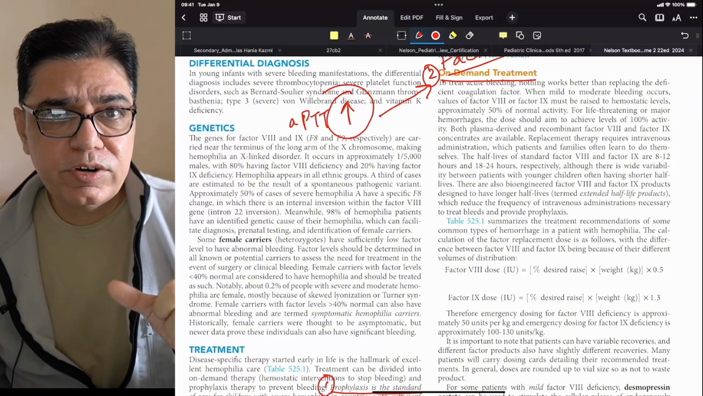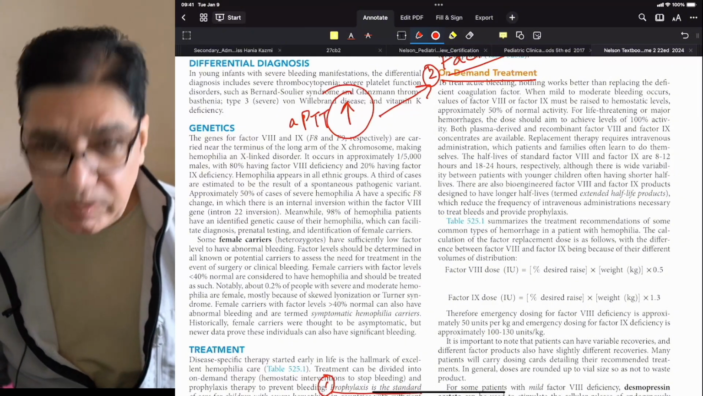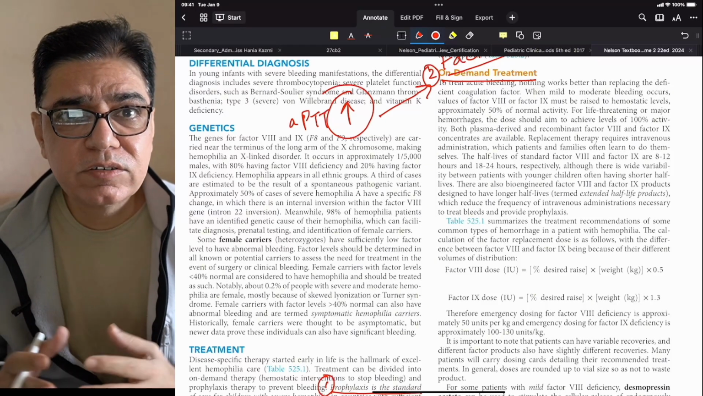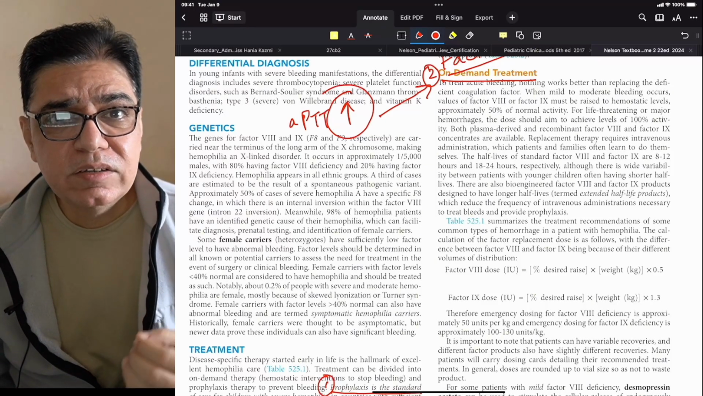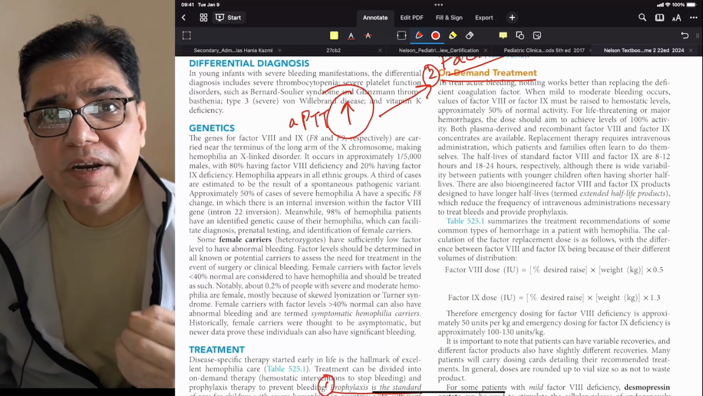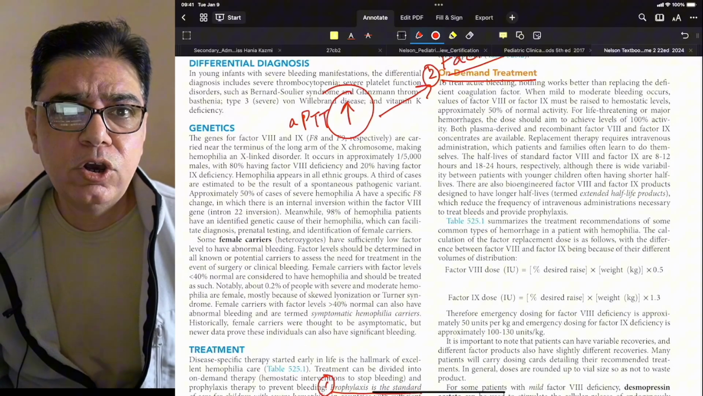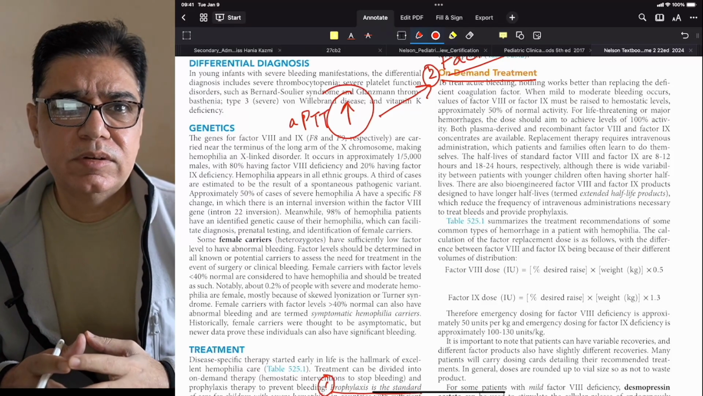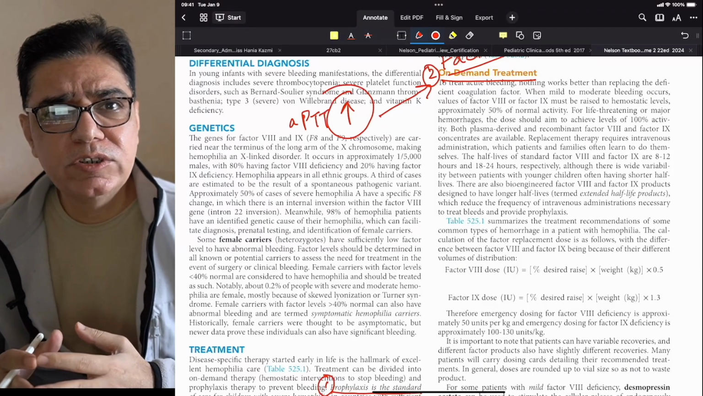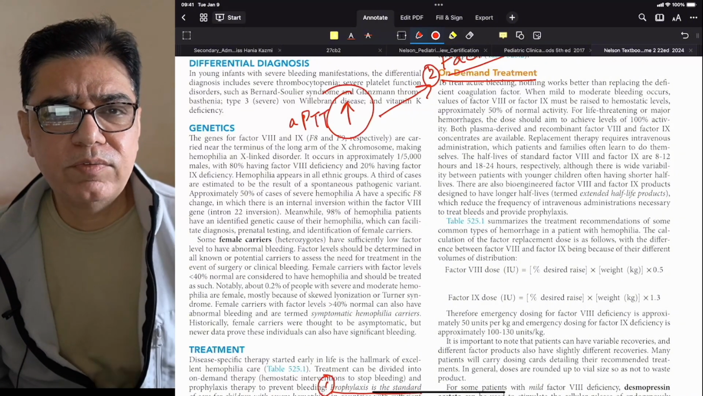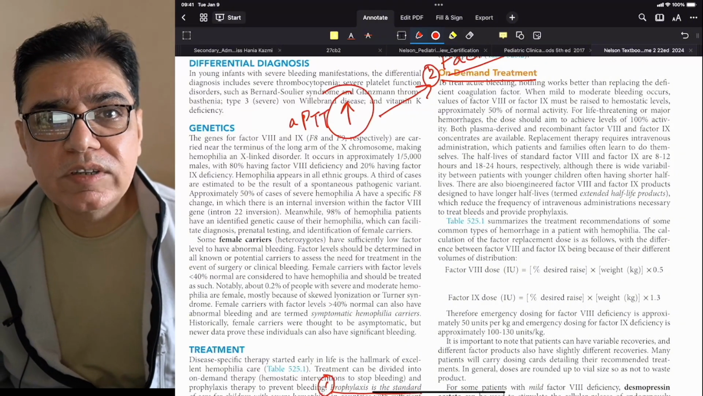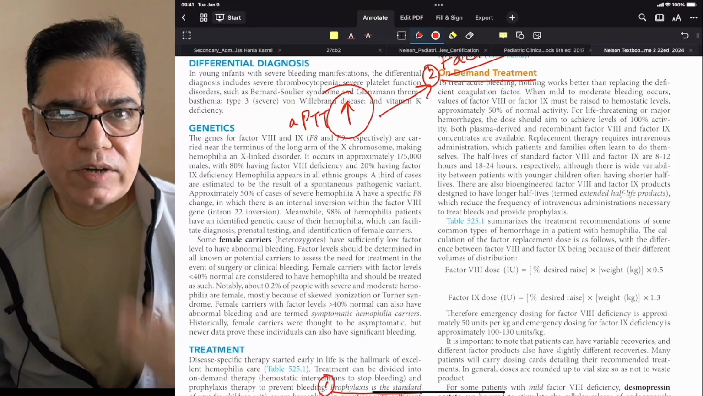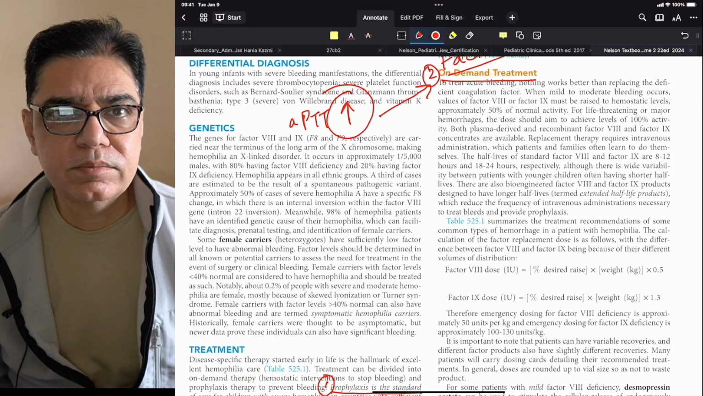So prophylactic treatment and on-demand treatment. Now prophylactic treatment is done by giving these factors. Now where do these factors come from? These factors are made synthetically by recombinant DNA technology. A few years back, we had the standard factors made by recombinant DNA technology, which used to have a short half-life. But now we have the extended half-life recombinant factors which are available in the market.